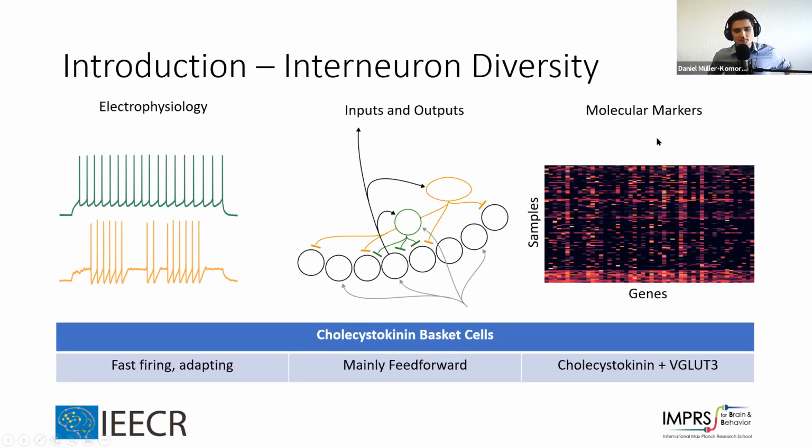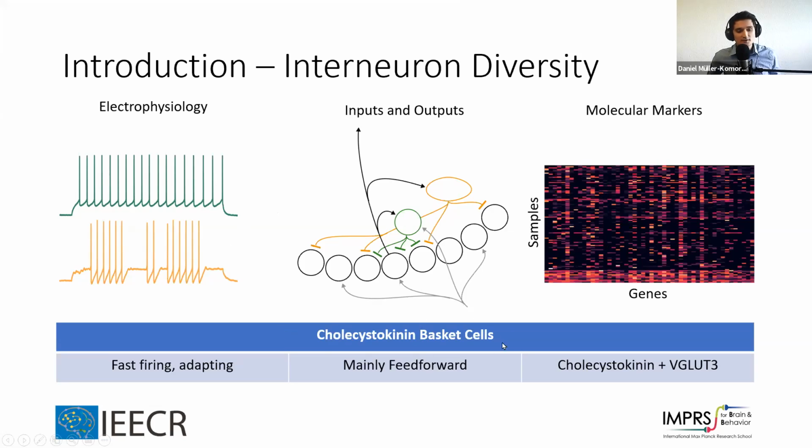Third, interneurons are also diverse regarding their molecular markers, as we just heard a lot about. And there are a lot of methods to get at the molecular markers. One of the most common ones right now is transcriptomics, which oftentimes appears to you in the wild as a color map like this.